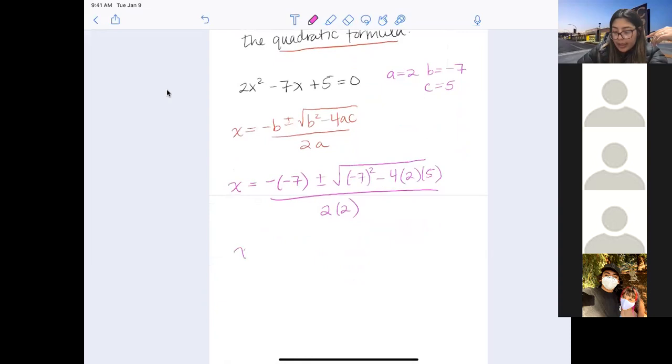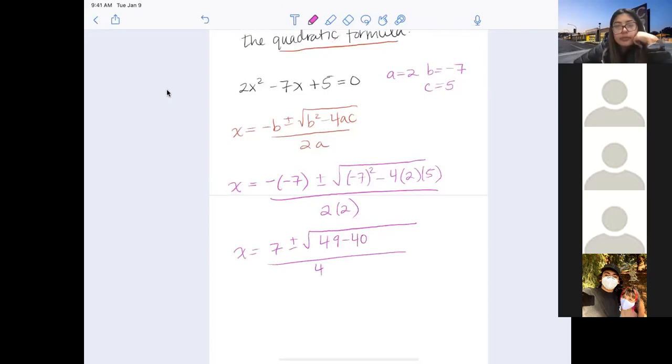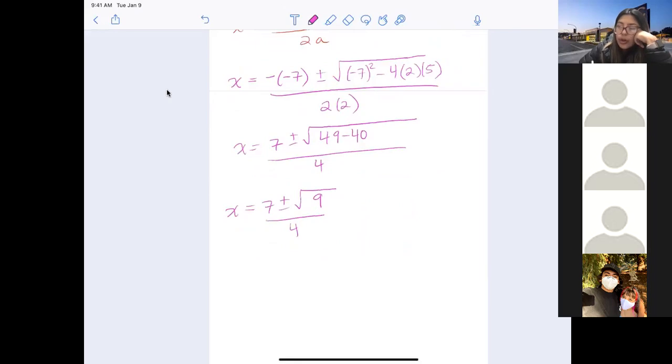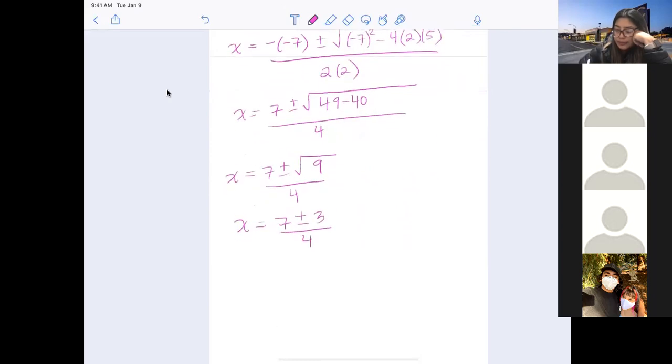So then we have x equals 7 positive, plus or minus the square root of 49 minus, so we have 4 times 2 times 5, that's 40, all over 4. Then again, we have x equals 7 plus or minus the square root of 9, all over 4. But the square root of 9 is 3, so you're going to simplify. x equals 7 plus or minus 3 over 4.